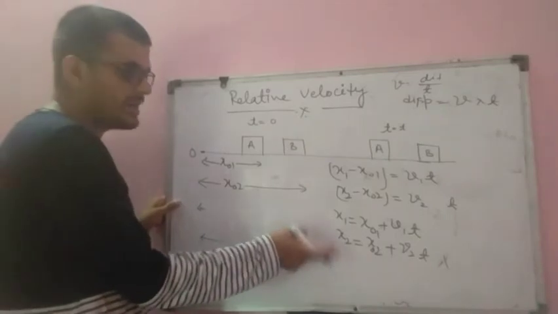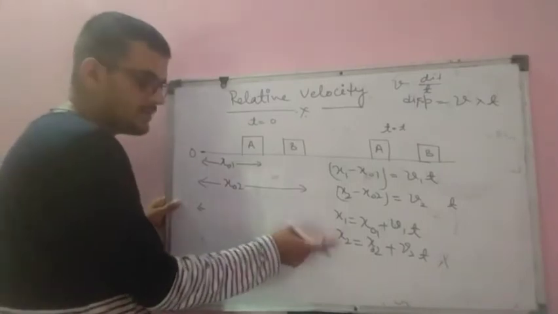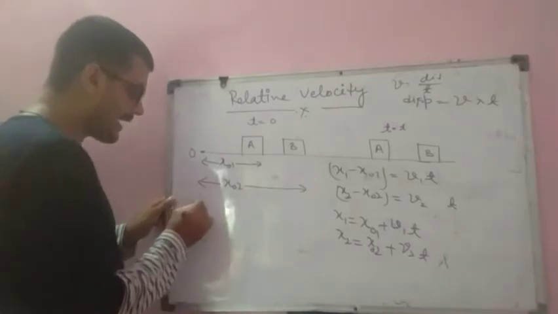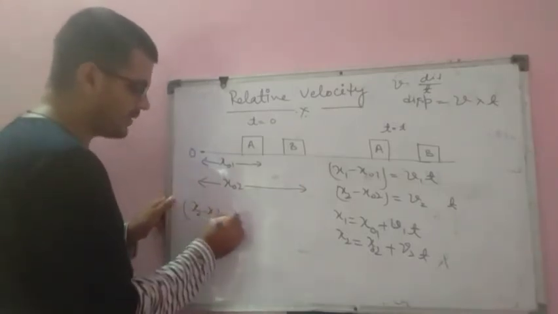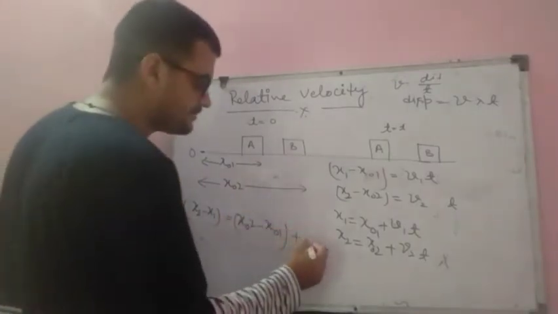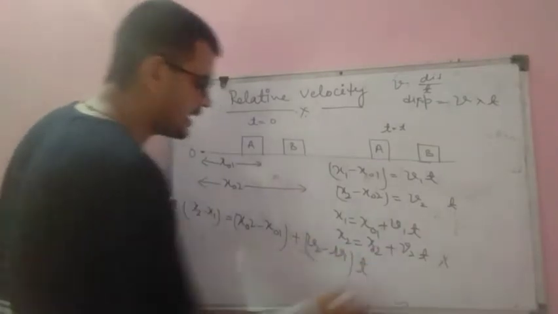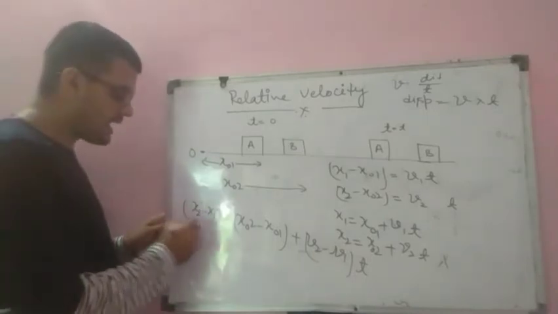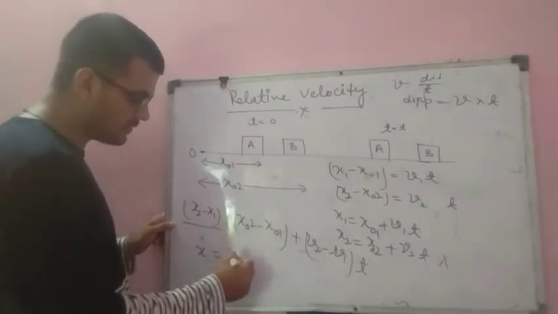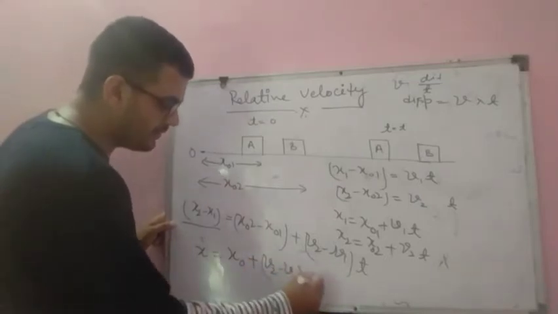We will subtract equation number 1 from equation number 2. We have to subtract equation number 1 from this. So what it will be? x2 minus x1 equal to x02 minus x01 plus V2 minus V1 into t. Okay, so let x2 minus x1 equal to x, let it is x0 plus V2 minus V1 into t.